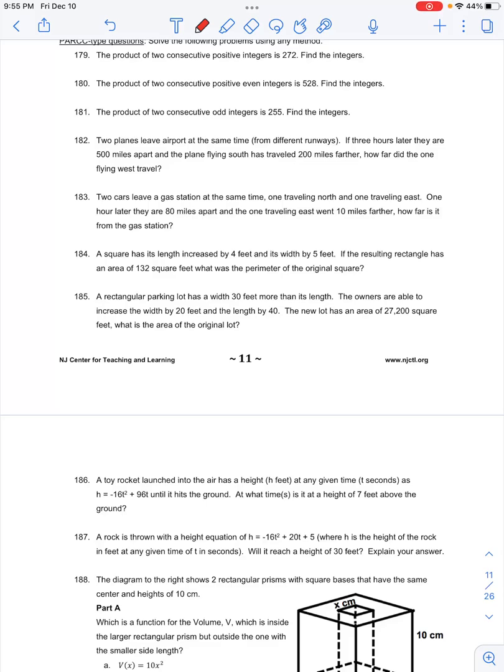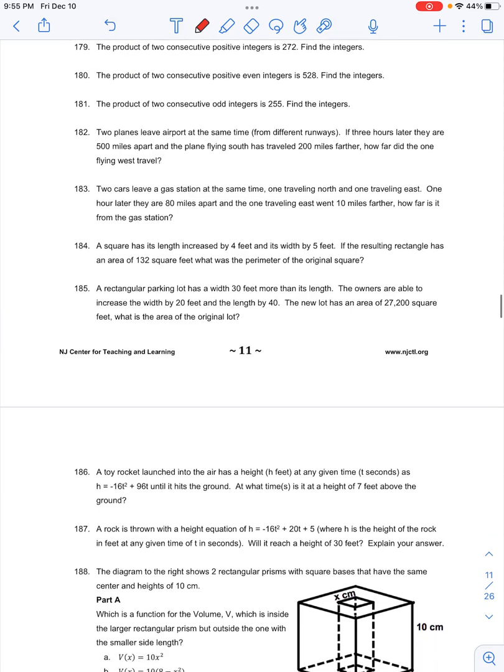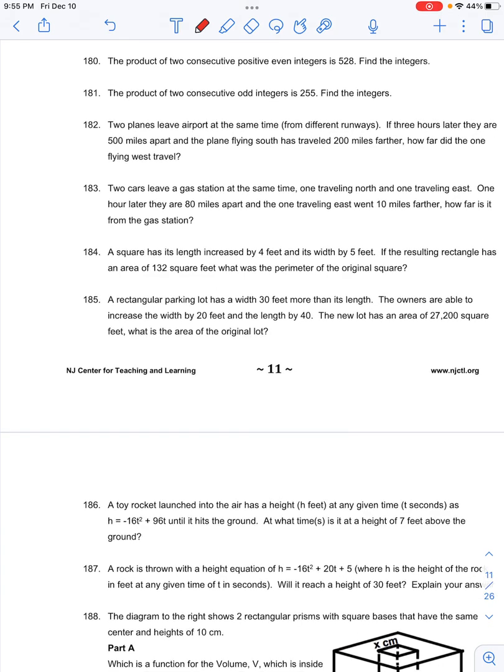Okay, number 183 in your classwork for quadratic equations gives you the following situation. So two cars leave a gas station at the same time. One travels north and one travels east. And 1 hour later, they are 80 miles apart. So this distance between them is 80 miles.